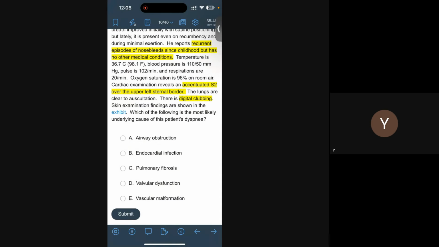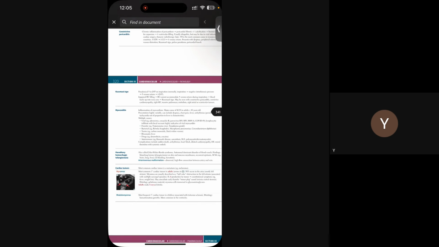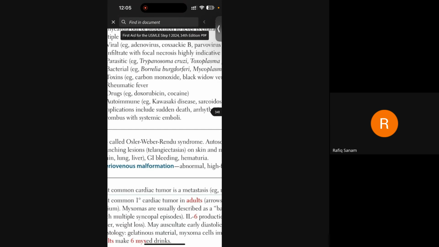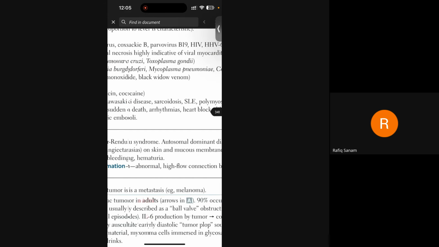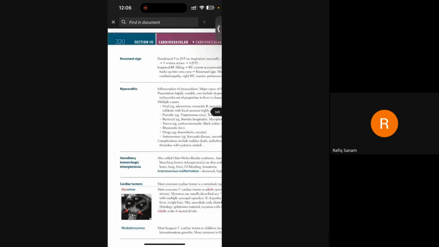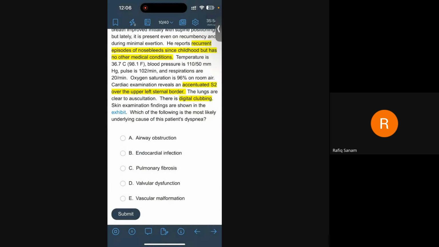So what will be the answer here, if it is Osler-Weber-Rendu? Remember this: arteriovenous malformation also occurs in hereditary hemorrhagic telangiectasia. The answer is E, vascular malformation. Not valvular dysfunction, and no pulmonary fibrosis. If it were pulmonary fibrosis, the lungs wouldn't be clear. Okay, it's not pulmonary fibrosis.